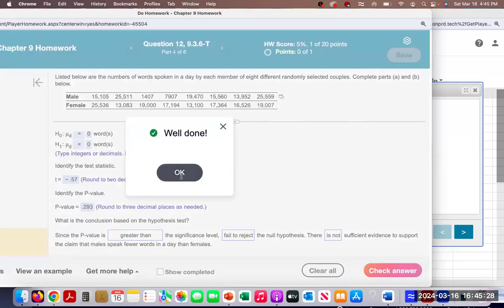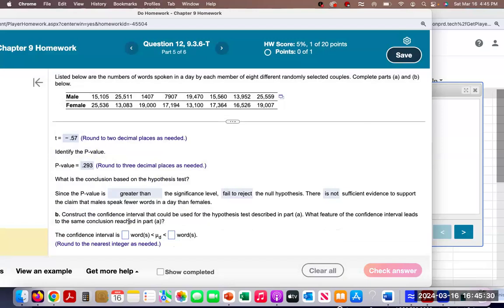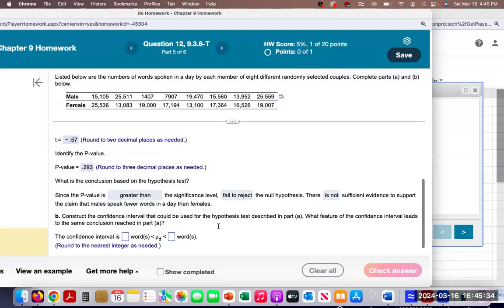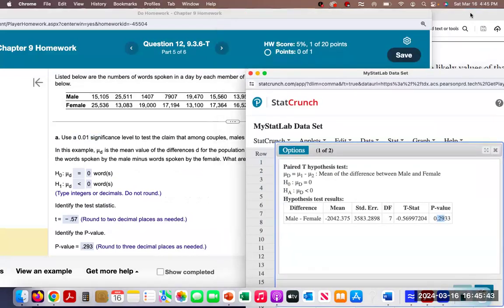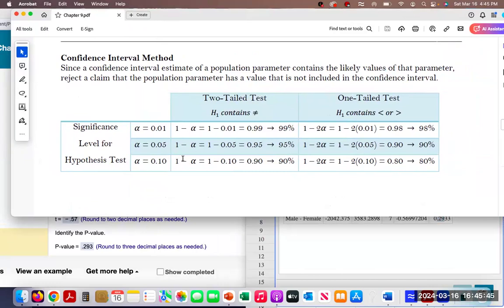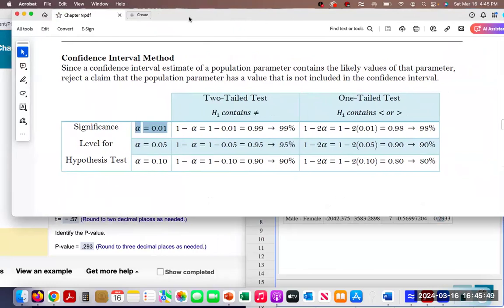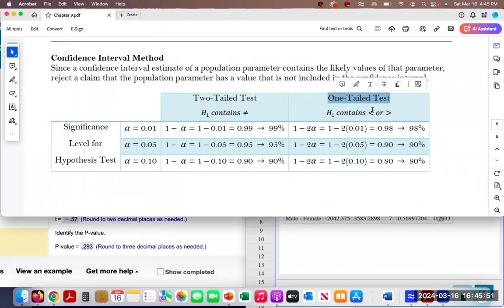than females. Next, we want to construct the confidence interval. The confidence level is not given, but we have the significance level, which is 0.01, and the alternate hypothesis is less than, so it's a one-tailed test. Let's go ahead and use this chart. The significance level is 0.01 in our question, and we're working with a one-tailed test, so we're going to use a 98% confidence level.